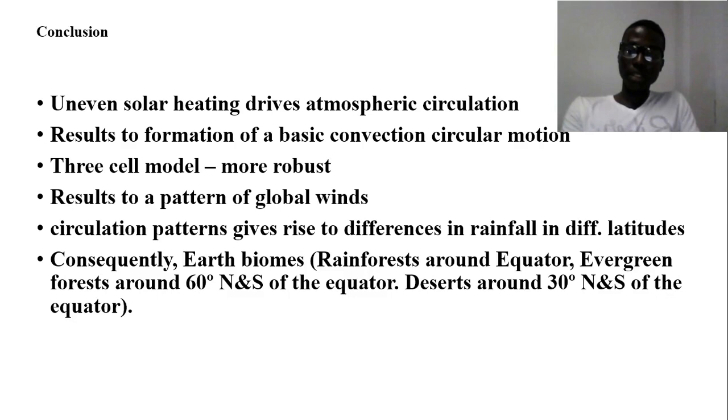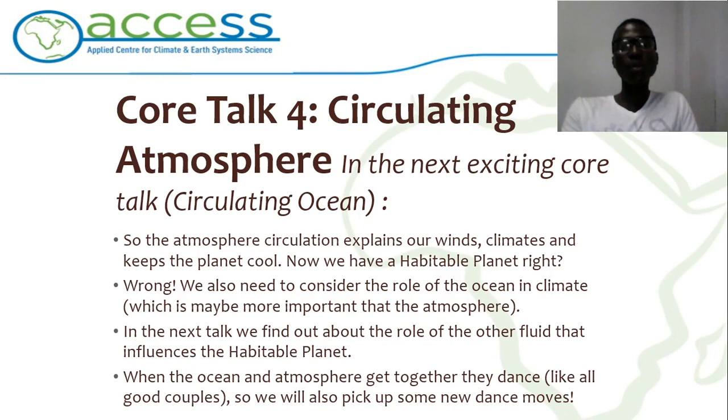And as a result, we have the formation of Earth biomes like the rainforests around the equator, the evergreen forests around 60 degrees north and south of the equator, and the deserts around 30 degrees north and south of the equator. So, in our next exciting talk, we know that atmospheric circulation explains our winds and climate, and keeps the planet cool.